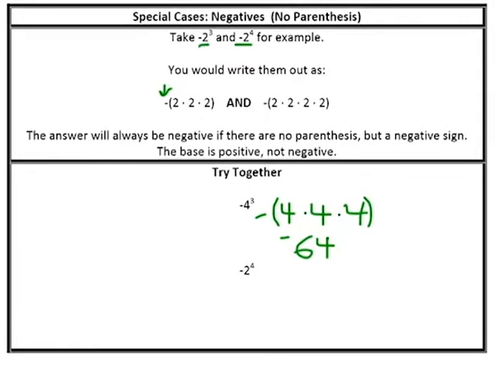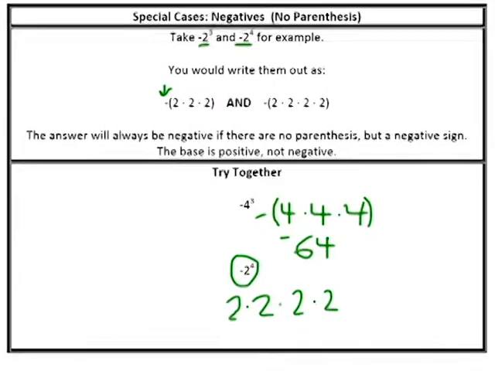Negative 2 to the fourth power. Now we did negative 2 in parentheses to the fourth power up top. Now we're doing it without parentheses. Up top, when you had an even exponent, when the base has a negative in parentheses, if it's an even exponent, the answer is positive. Here, if you have no parentheses, our base is 2, and our answer is just going to be negative. 2 times 2 times 2 times 2.